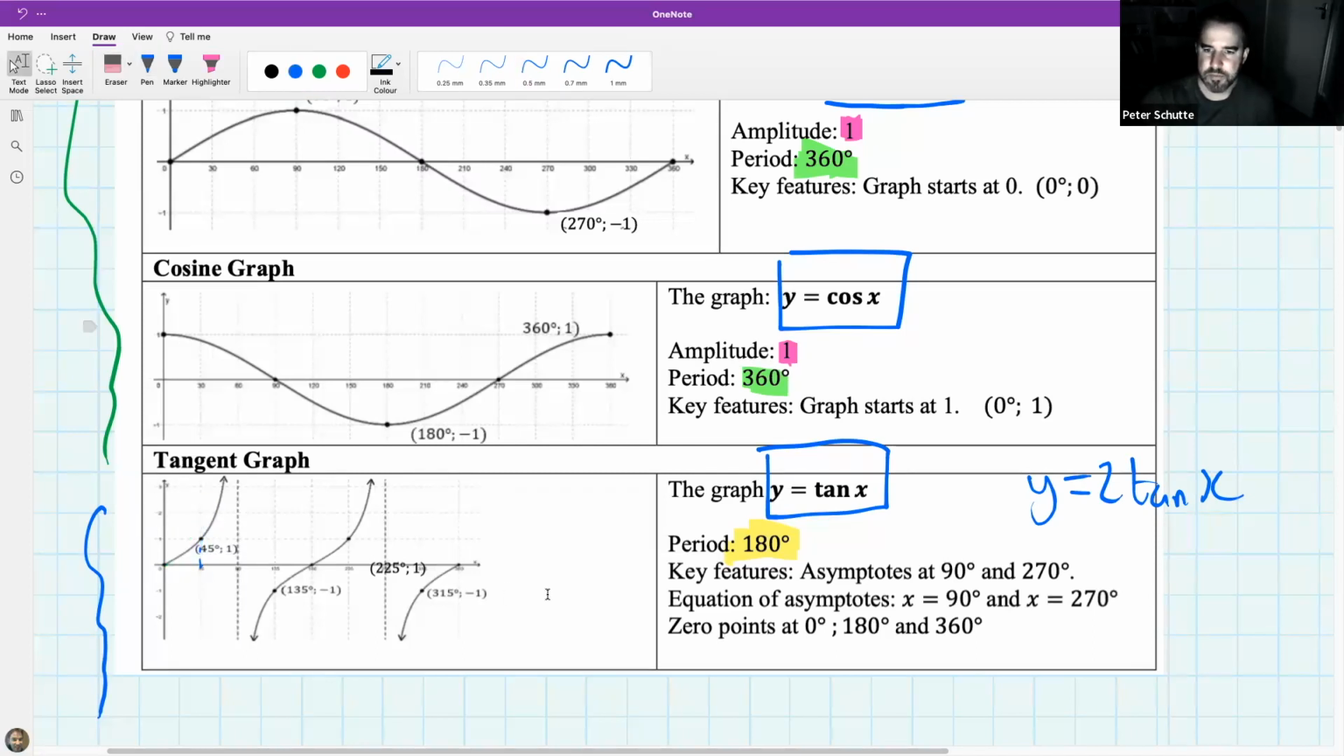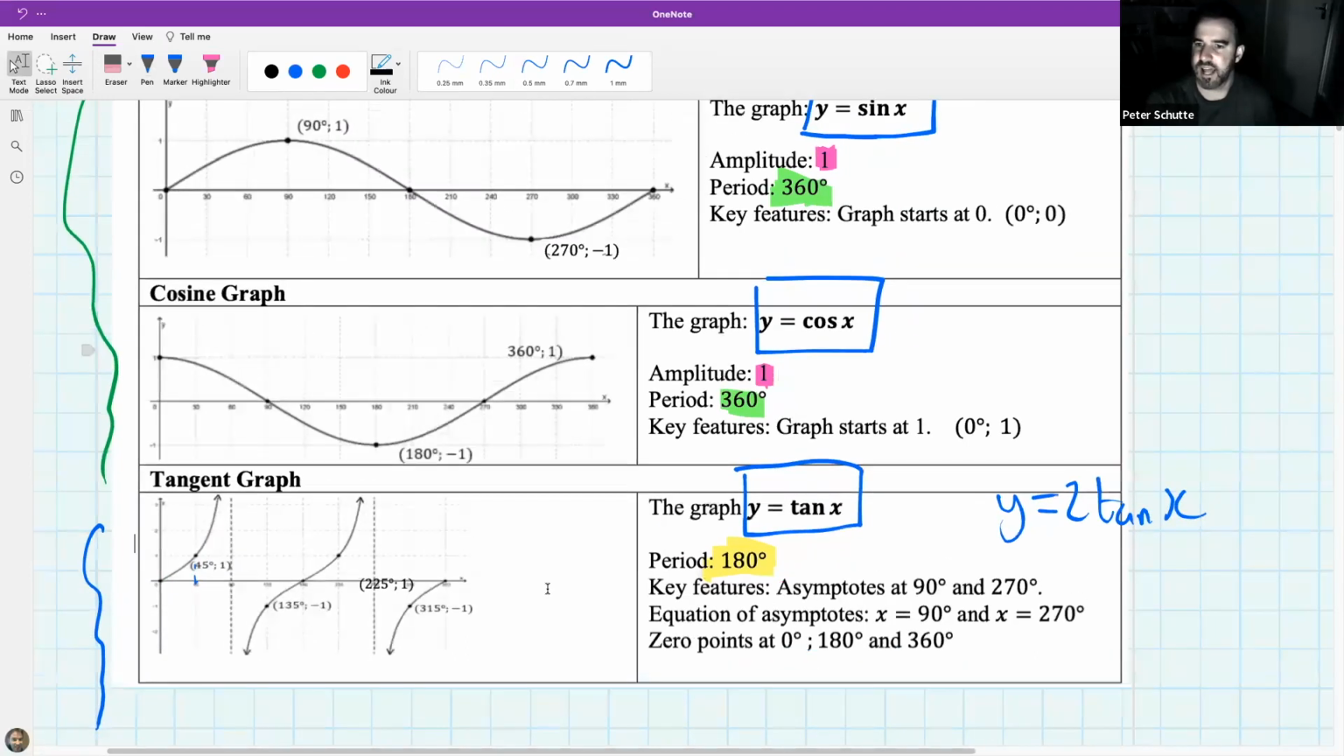Okay, the key features. I like what you said, Irene, tell me more about, oh, here we go. You're talking about the tan graph. The tan graph has asymptotes. It has these asymptotes every 180 degrees, and these are lines that cannot be crossed.